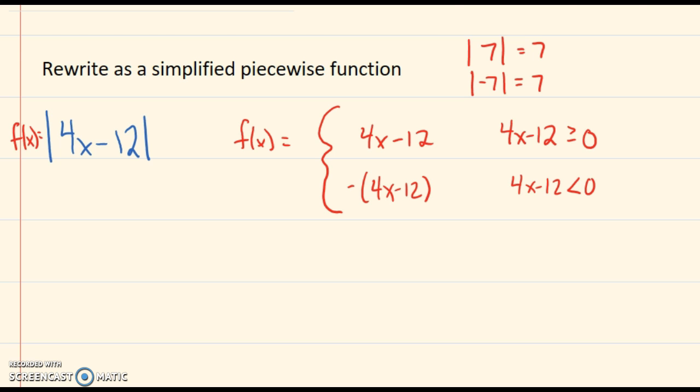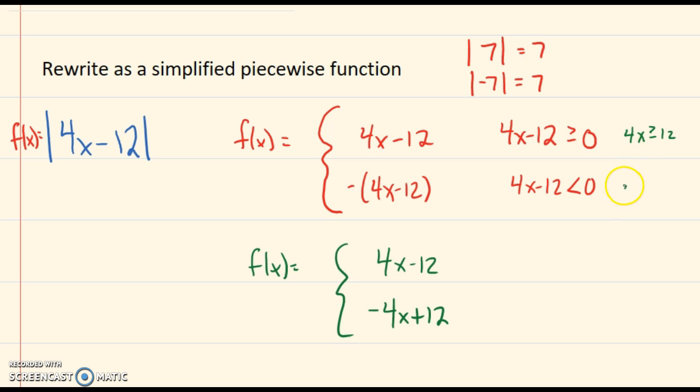So our next step then is to do a little bit of simplification. I can't really do a whole lot with that first part. I'm just going to write it as 4x minus 12. The second piece, I can distribute the negative, making it negative 4x plus 12. I also need to take this inequality and this one and actually solve them for x. So I'm going to add 12 to both sides, giving me 4x is greater than or equal to 12. Same thing here, 4x is less than 12, and divide by 4. So x is greater than or equal to 3, and x is less than 3.